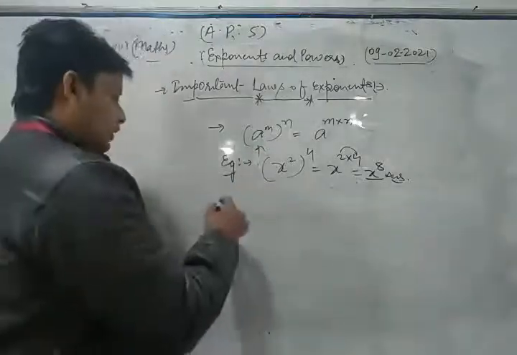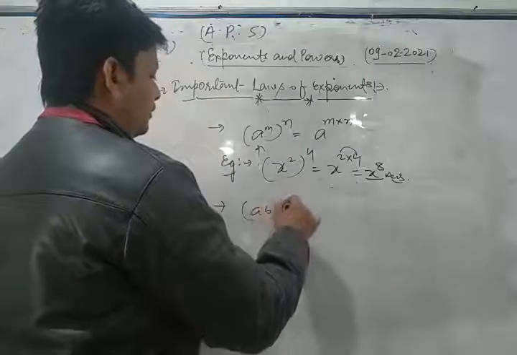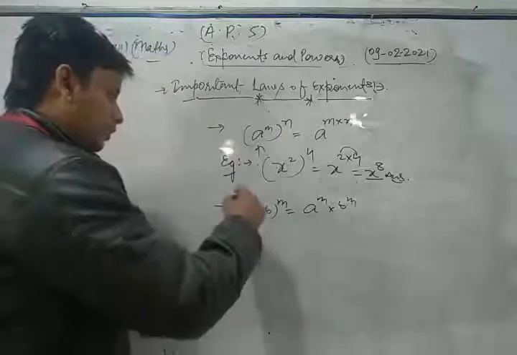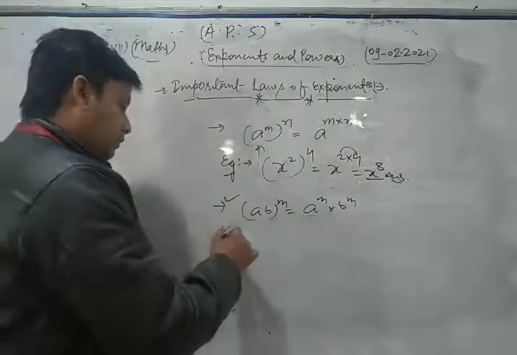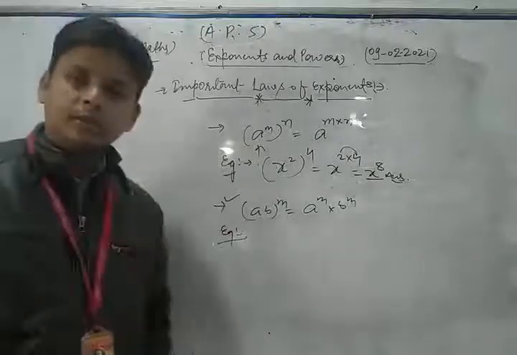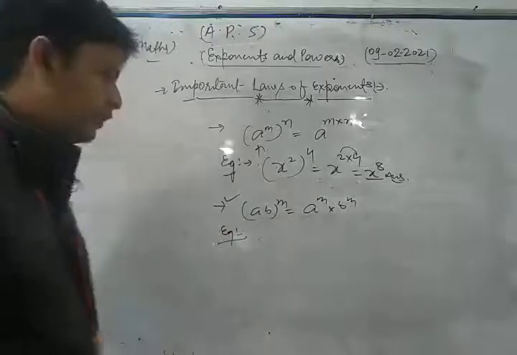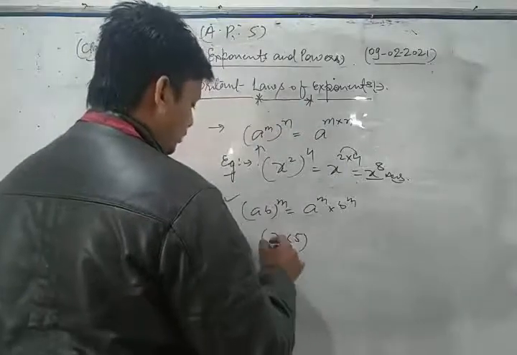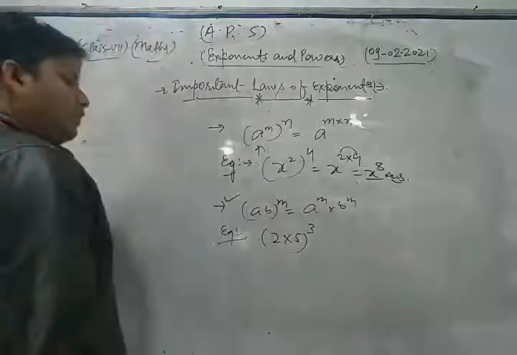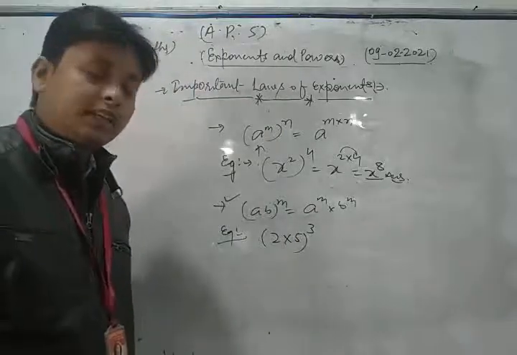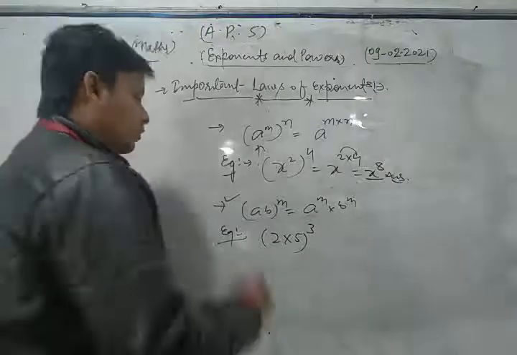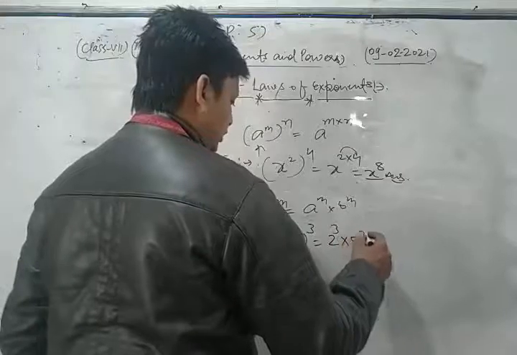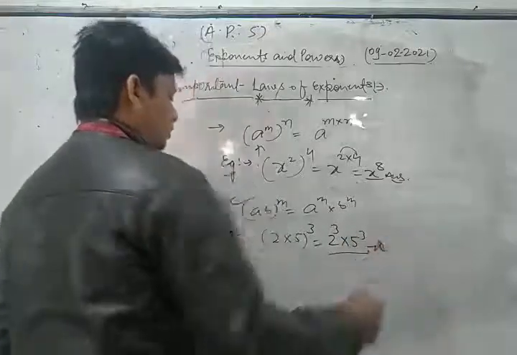Now we also discuss the next law of exponents. We write ab to the power m, then we write a to the power m into b to the power n. This is also a very important law of exponents. Like that, we take an example based on that. Suppose we have 2 into 5 to the power 3. If we break the brackets, we apply that law of exponents and we write 2 power 3 into 5 power 3. So this is the required solution of the given question.